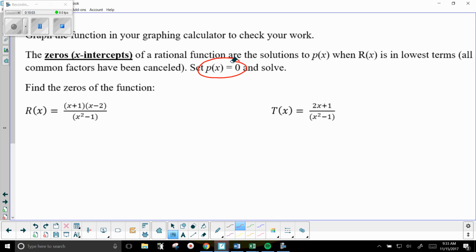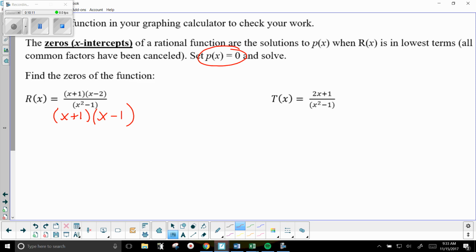How would this denominator factor? x plus 1, x minus 1. Just for practice, let's do everything we've done so far. So what would the domain be? All real numbers, x cannot equal -1 or 1.